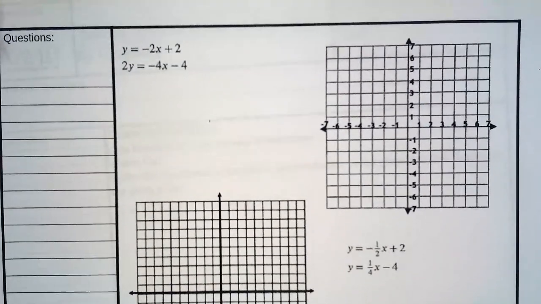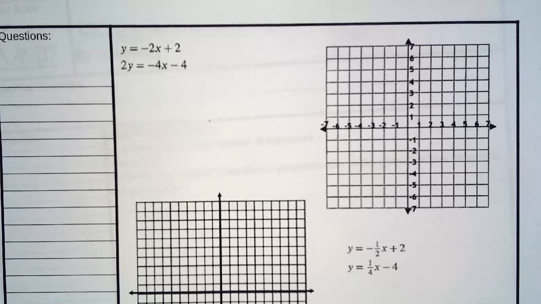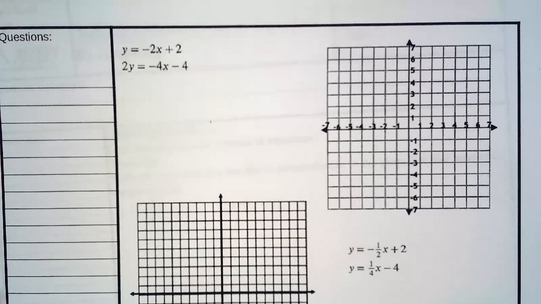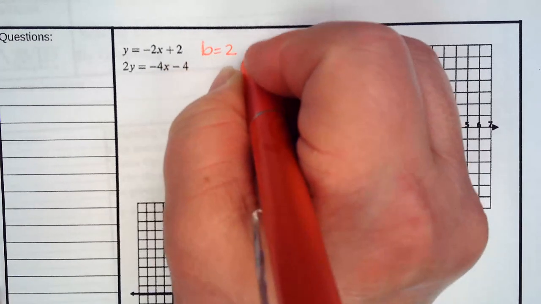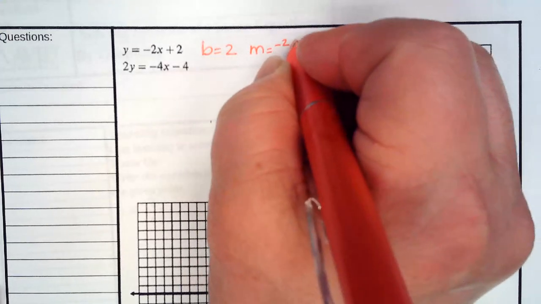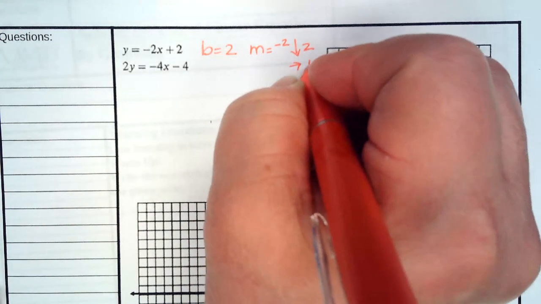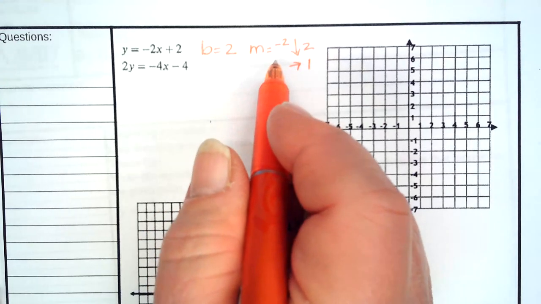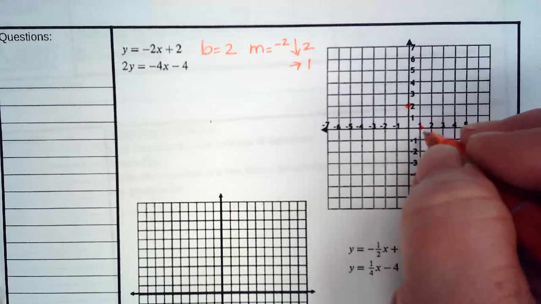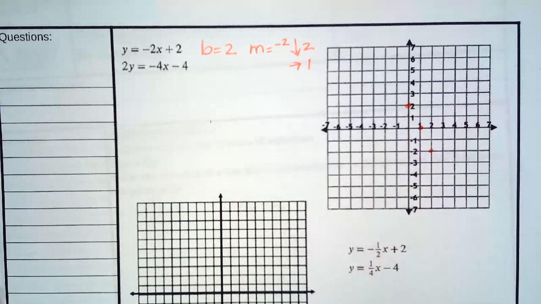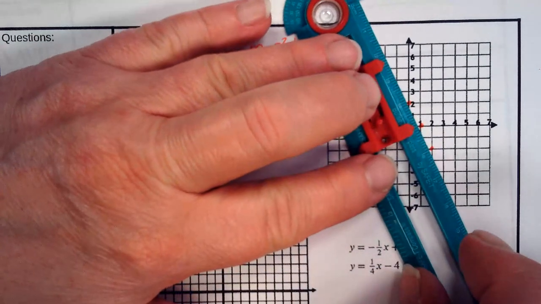Okay, once again, pause the video and see if you can begin your graph. Okay, for the first one, you begin at 2. You move -2, which is down 2 and right 1, because it's -2/1. So I start at 2, go down 1, 2, right 1. Sometimes I will make 2 or 3 points so that I can get a better line.